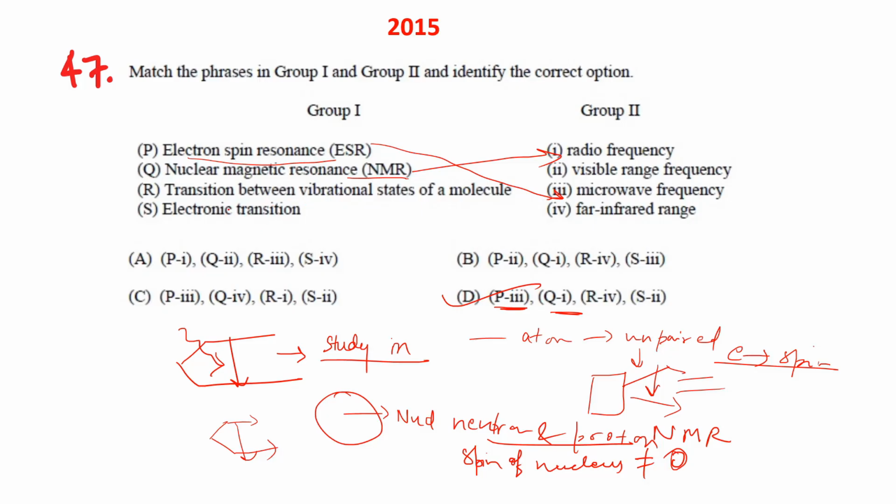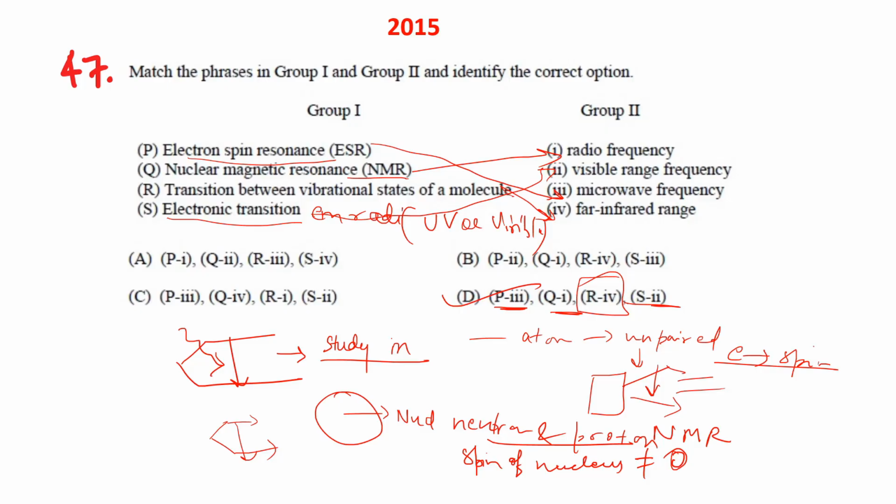Electronic transition is possible when the material absorbs EM radiation having a UV or visible component. So electronic transition is visible component. S is 2, so we are left with R equals 4: the transition between vibrational states of a molecule. We know IR spectroscopy requires a change in the dipole moment during vibration of a molecule. So using infrared or far infrared radiation, we can observe transitions between vibrational states of a molecule.